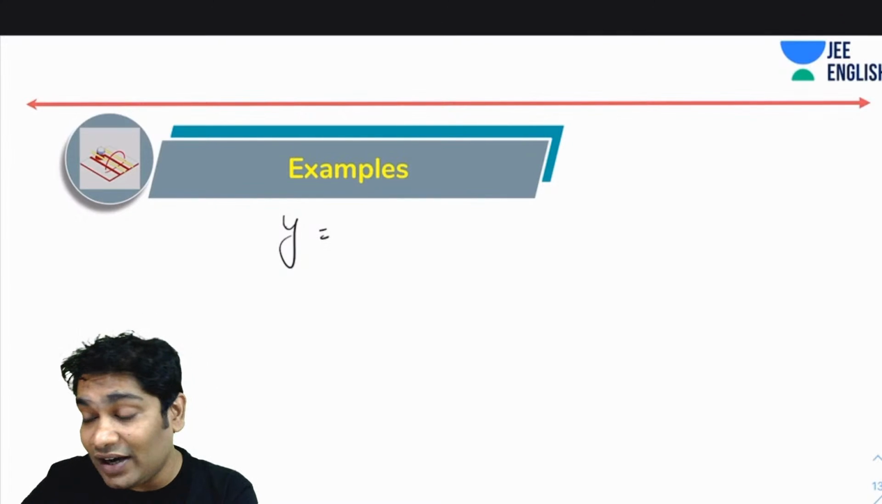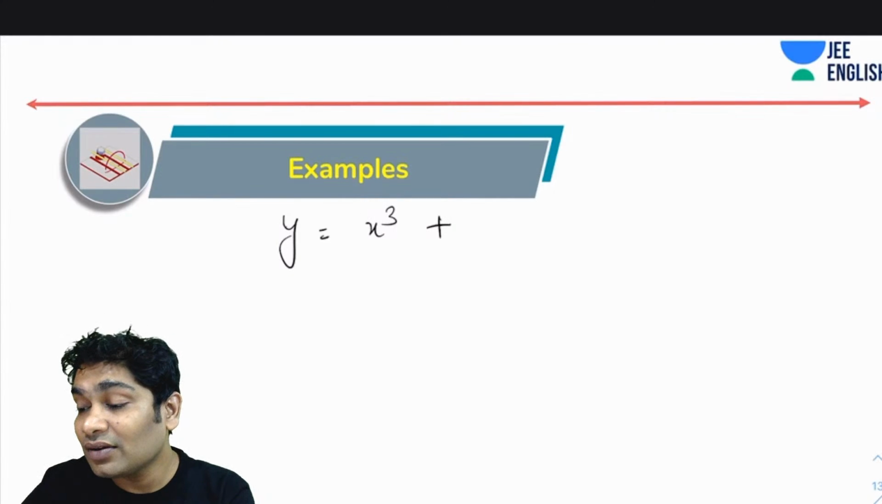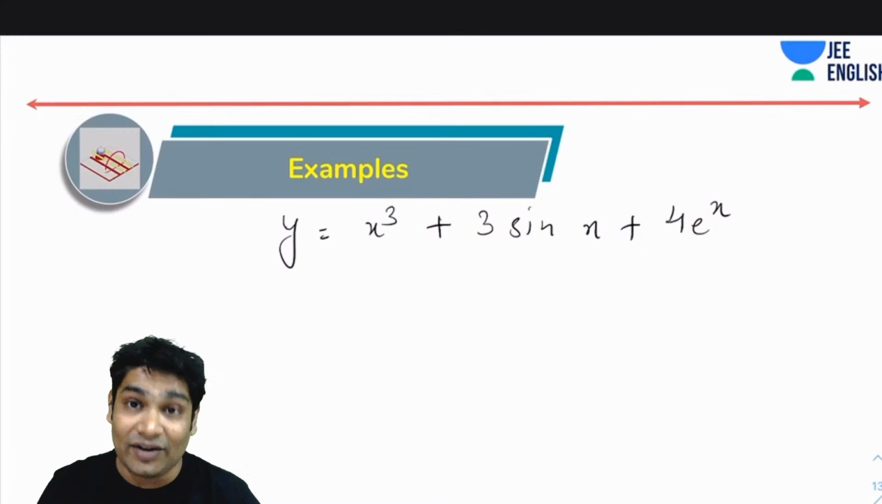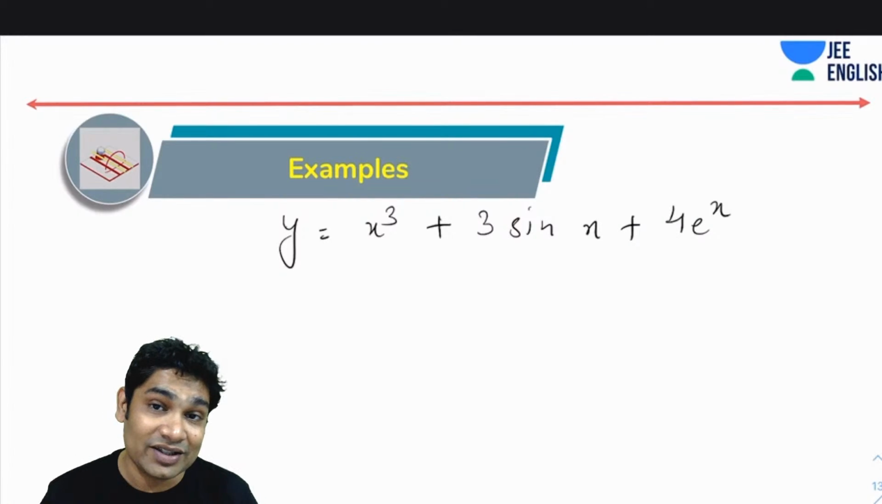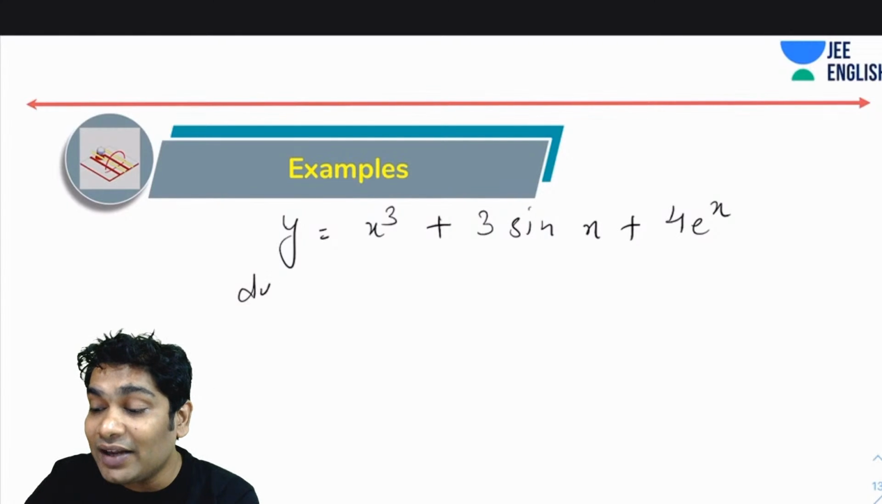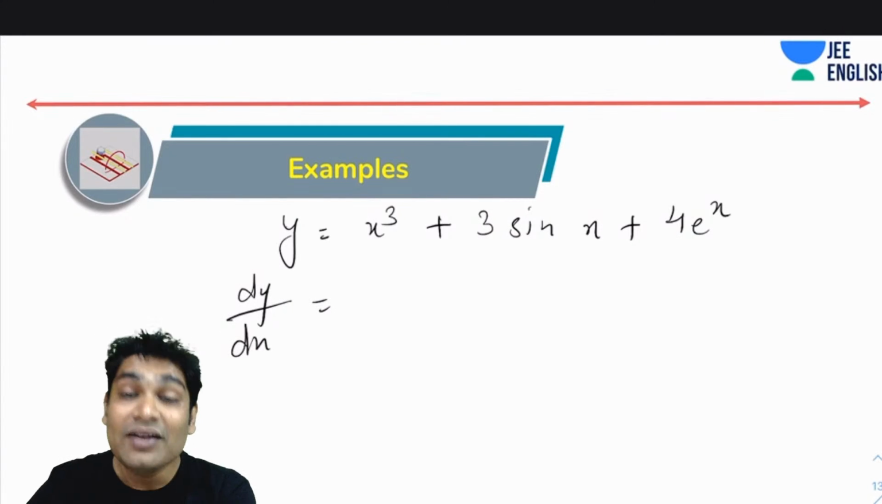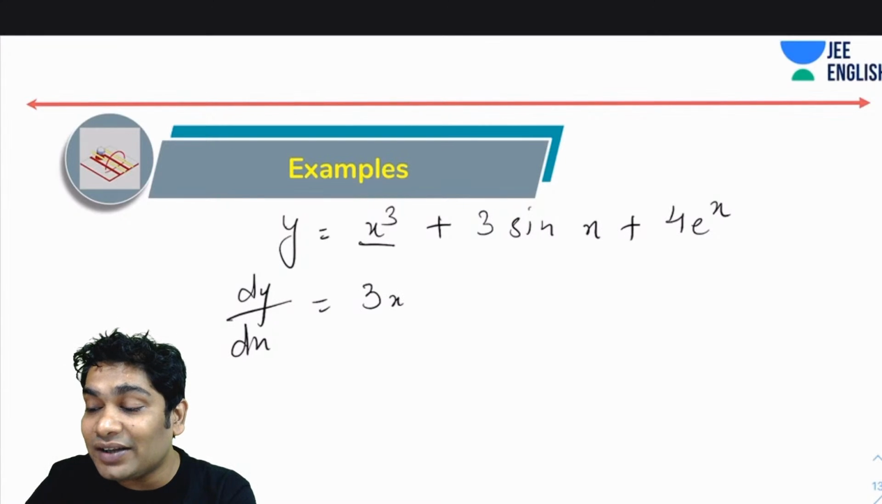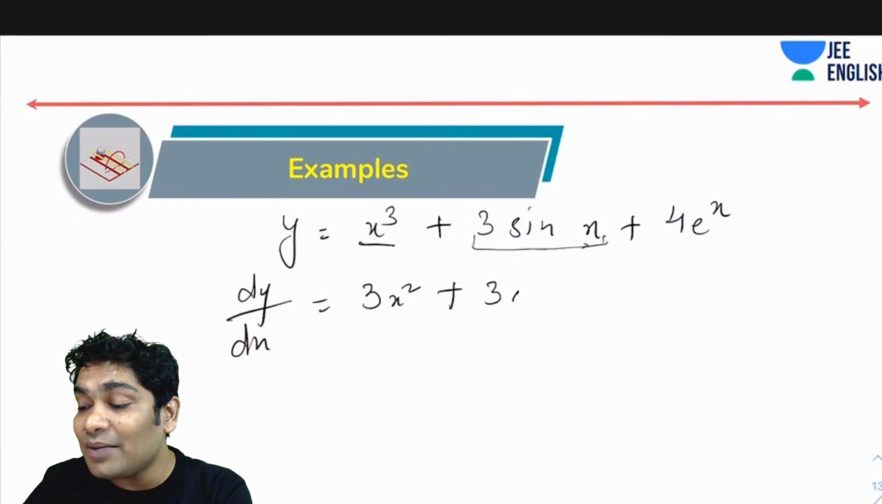So let's say your y was defined as x cube plus 3 sine x plus 4 e to the power x. All right. So here my y is represented as sum of three functions. It is a sum of x cube, 3 sine x, and 4 into e to the power x. So what will be my dy by dx? My dy by dx can easily be calculated by individually finding the derivatives and summing them up. So what is the derivative of this? The derivative of this will be 3x square plus the derivative of this. The derivative of this would be 3 times cos of x and plus the derivative of this, which will be 4 e to the power x again.